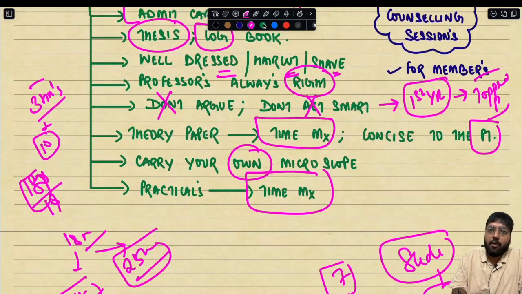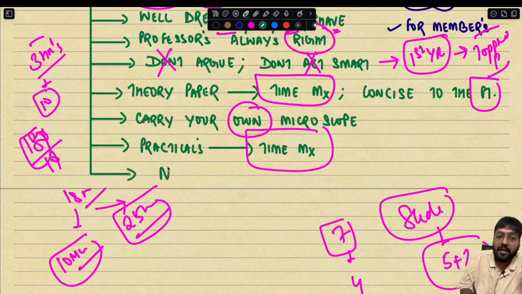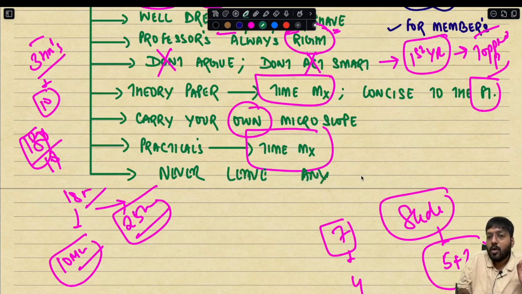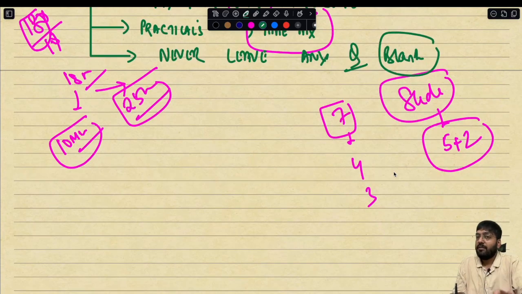And one more thing that I wanted to add over here, that you should always fill up, never leave any question blank. Never leave any question blank in the exam. This is a very, very important thing, because as I told you, if you leave that blank, 100% the examiner is not able to give you any marks. You will get 0 for that question.